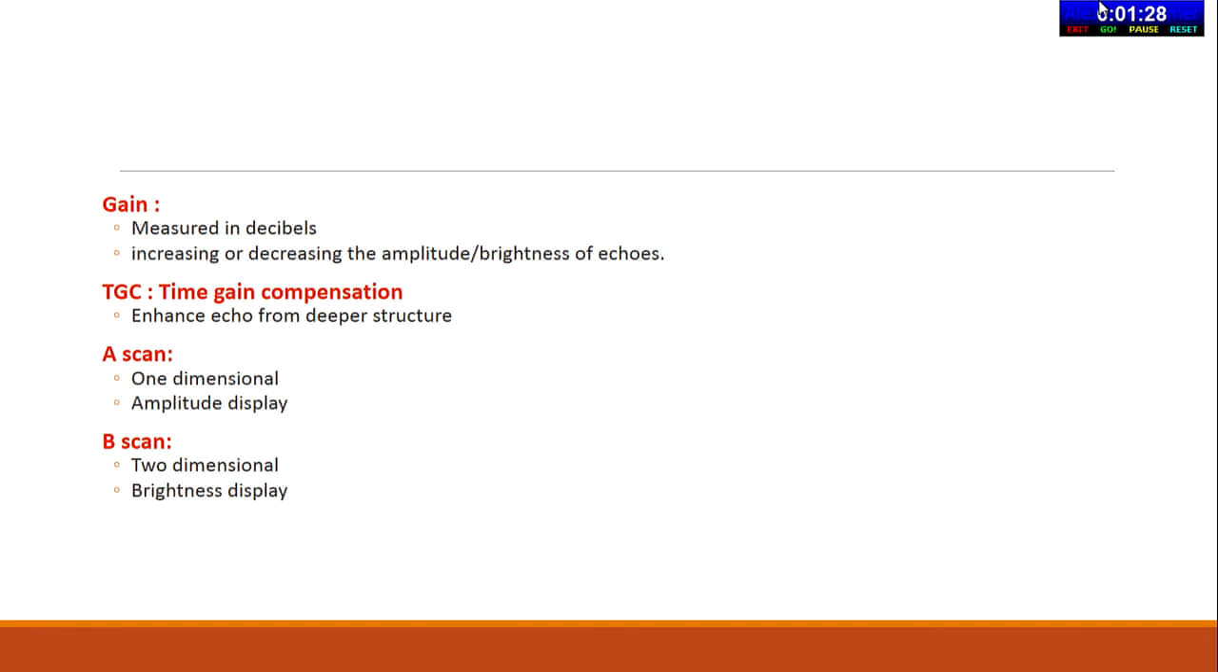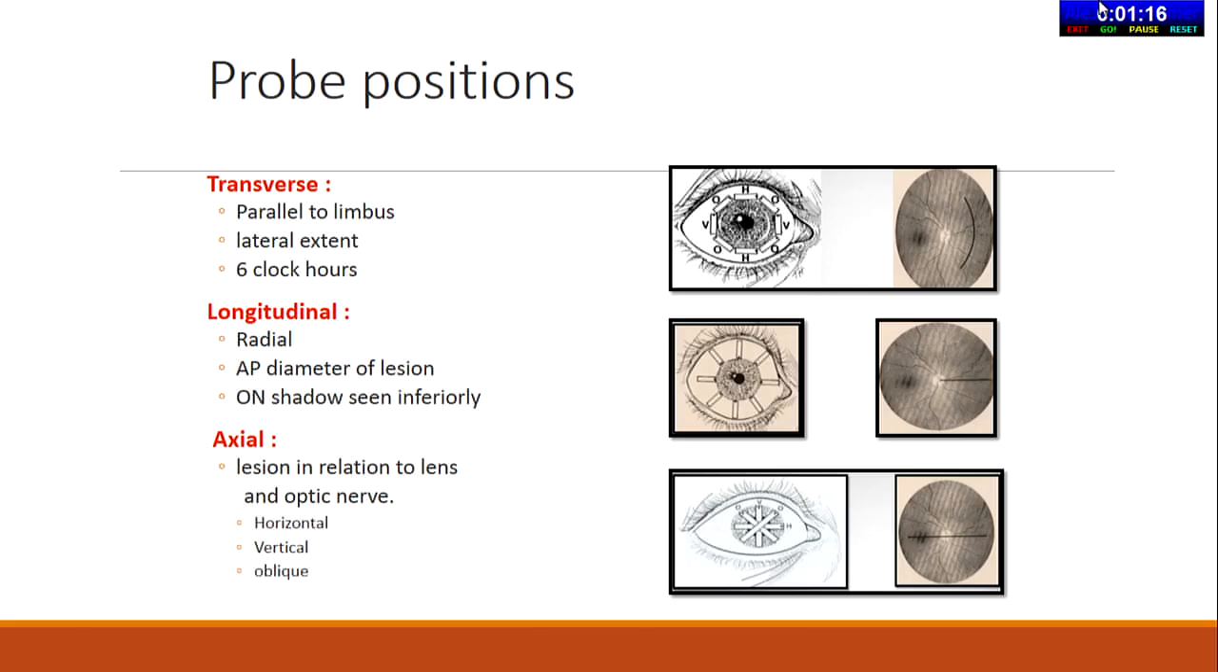And it can be an A scan, which is one-dimensional amplitude modulated, or a two-dimensional B scan displayed in the monitor. So the probe position can be either transverse, longitudinal, or axial. The transverse will measure the lateral extent of the lesion. Longitudinal measures the antero-posterior extent of the lesion. The axial A scan, B scan gives the lesion in relation to the lens as well as the optic nerve head.